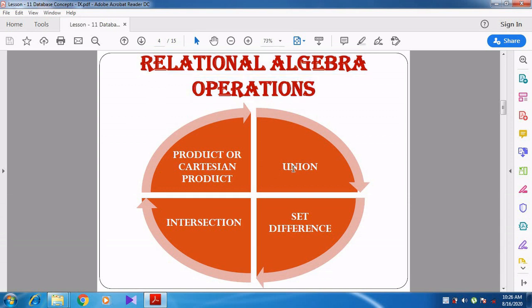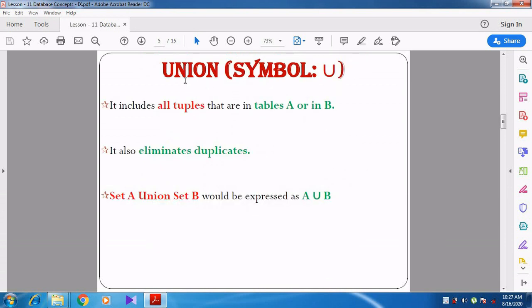Whenever you hear the words union, set difference, you may remember the 10th standard, or the set language in mathematics. The same thing we are going to study here: union, intersection, set difference, product or Cartesian product. Right, first let us see the union. It is represented by the symbol U.